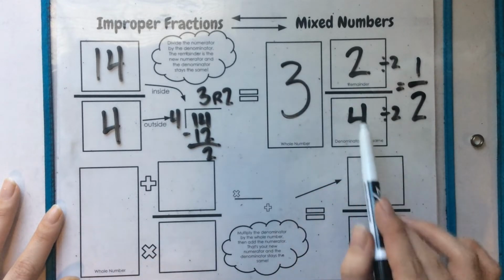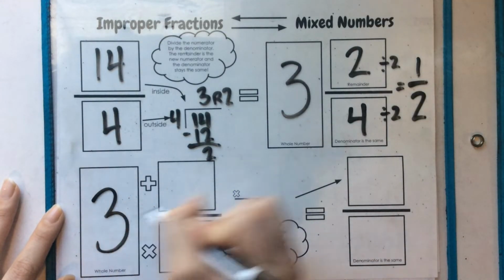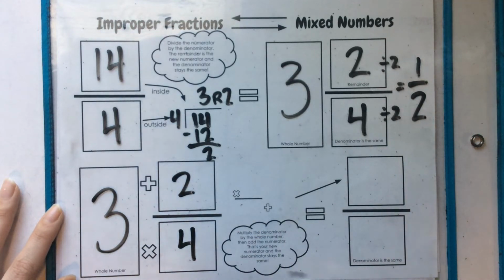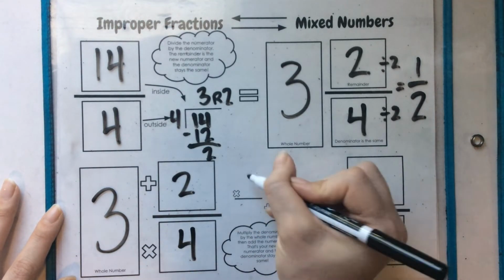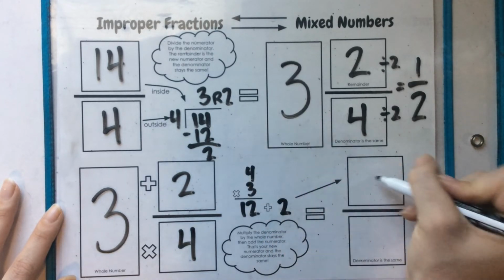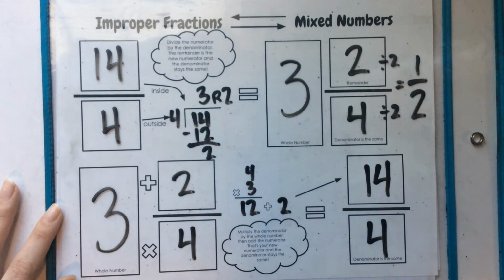So now let's take 3 2 fourths, or 3 1/2, and change it into an improper fraction. So 3 2 fourths. We take 4 times 3, giving us 12, add 2, which is 14, and our fourths stay the same.